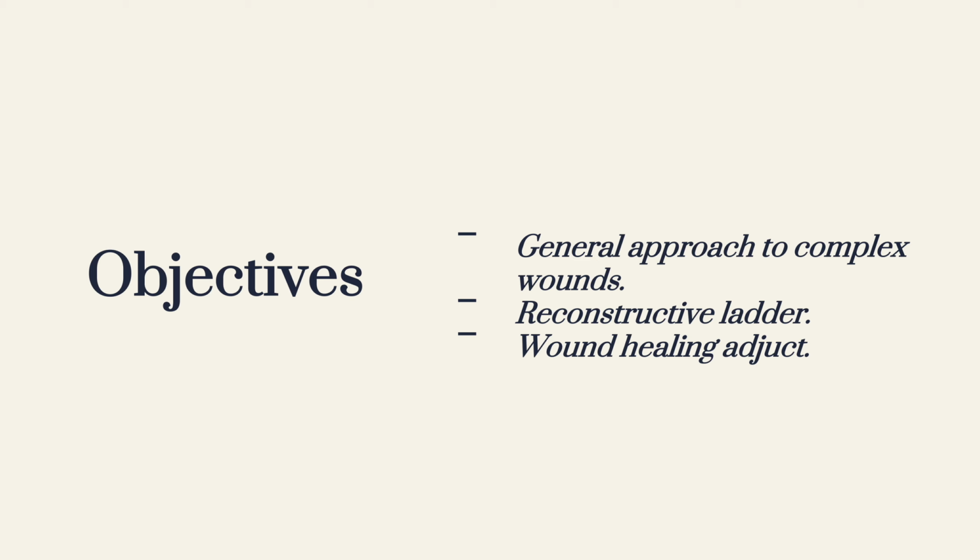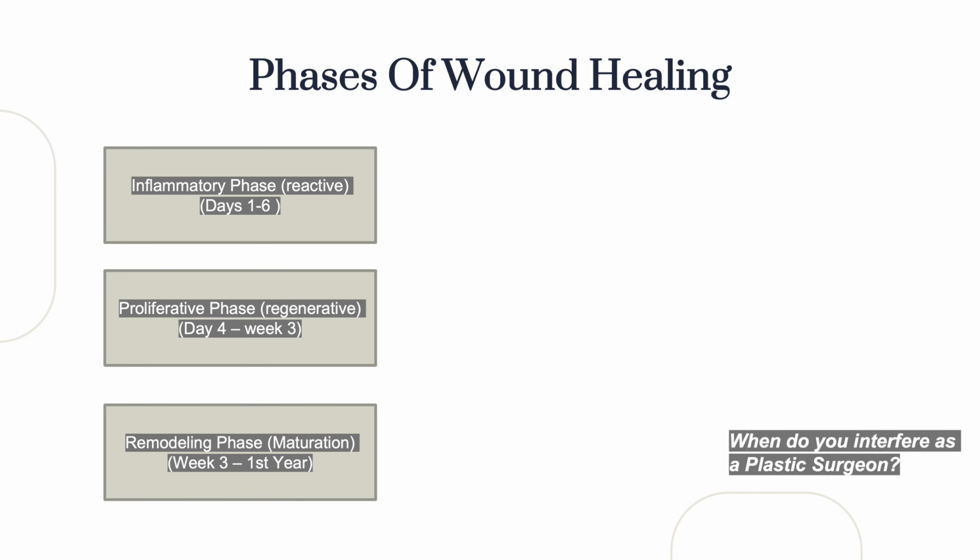So let's talk about the objectives. The objectives of this lecture include the general approach to complex wounds, the reconstructive ladder, and wound healing adjuncts. First, to understand wound healing, we have to go back to the very basics. We have the phases of wound healing, and we have the types of wound healing. We will be discussing both in this lecture, so I need you to focus on the differences between both.